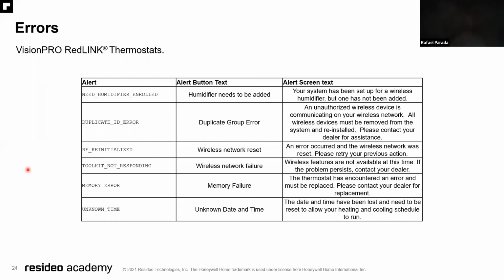And finally, the unknown time. Whenever there is no coin cell battery and we have a power outage and there are no AA batteries, we will have this unknown time. So remember, the thermostat will continue running with the Monday wake up settings. And once we set the time and date again on the thermostat, it will regain control.